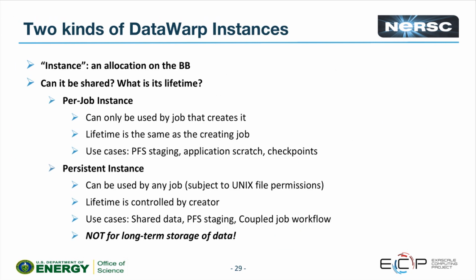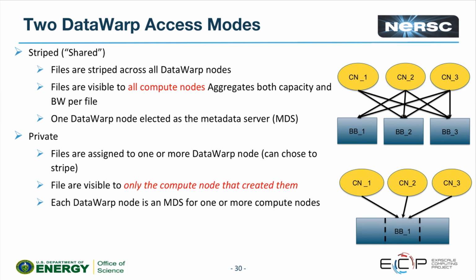And you can create 2 different DataWarp instances. One is a per job instance, the other is persistent. Persistent instances means you can use them in multiple jobs. And you do have 2 different access modes. One is striped, which is recommended. In this access mode, your file will be striped across DataWarp nodes. And the second is the private. It's a little bit hard to explain, but in most cases, striped access mode is recommended.